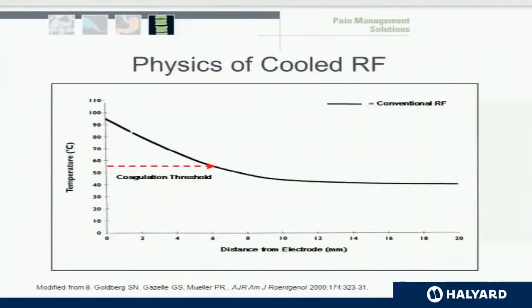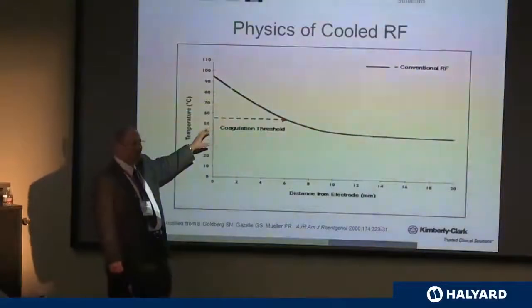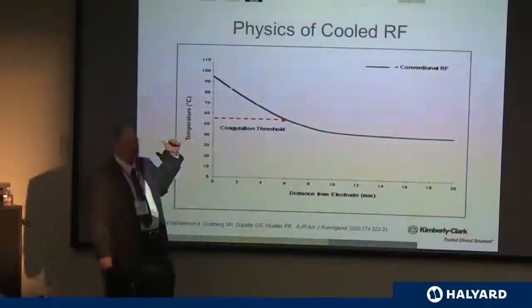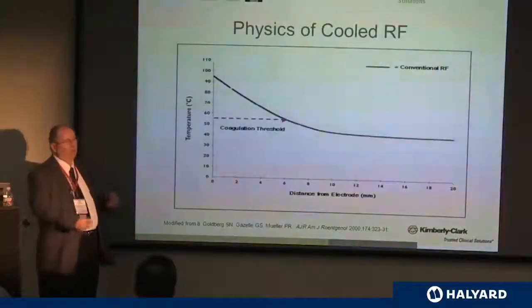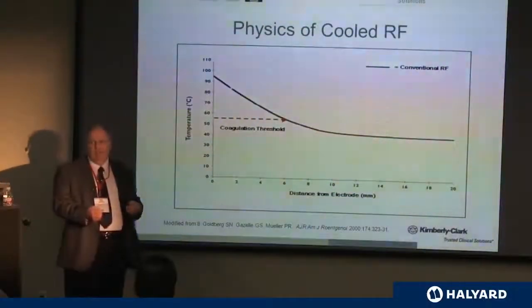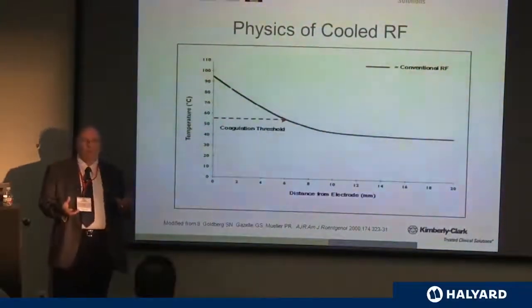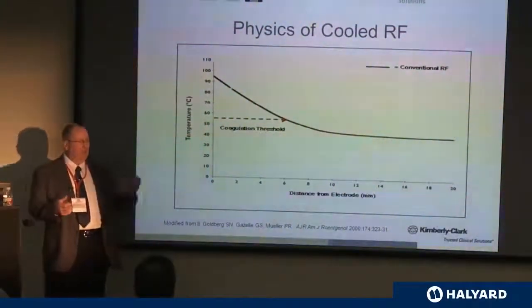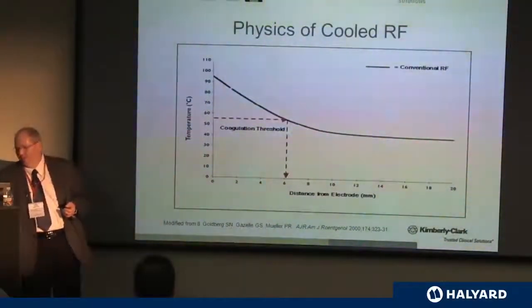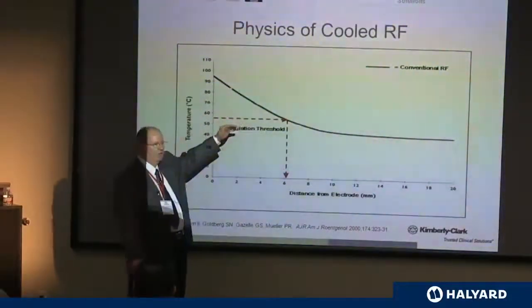So how cooled RF is really working: in standard RF, this is the distance away from the electrode. This is the temperature profile that's being generated. 55 degrees C is what we're taking in our calculations as the coagulation threshold. That's a temperature where, by thermal necrosis, you've destroyed the cells. The primary mechanism is that it's enough energy that some proteins in the cell wall start to change conformation, and basically the cell wall loses its ability to pass the ions back and forth that it needs for cellular respiration.